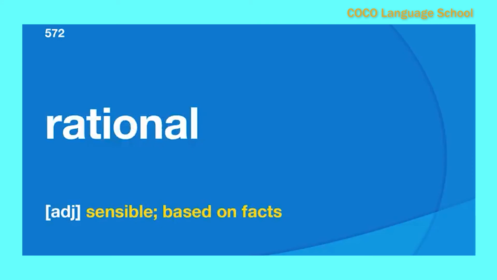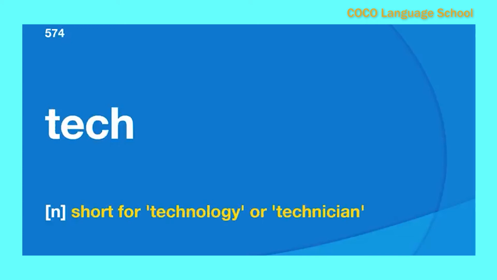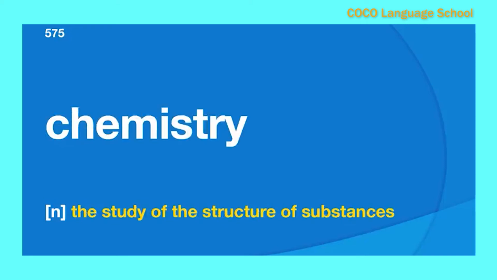Sensible based on facts. Rational. To lie over or cover a part of something else. Overlap. Short for technology or technician. Tech. The study of the structure of substances. Chemistry.